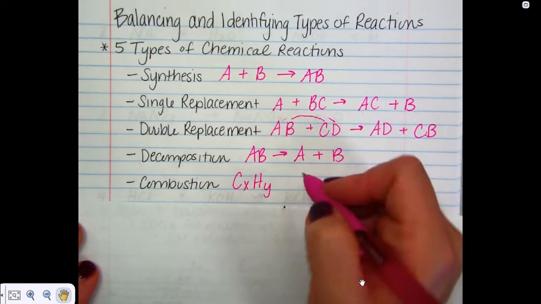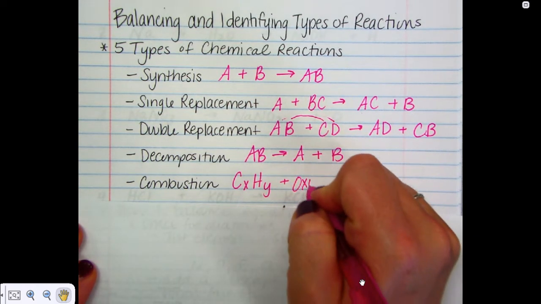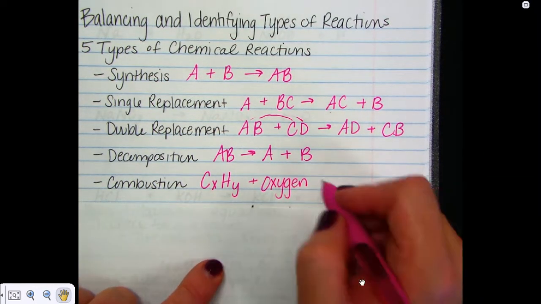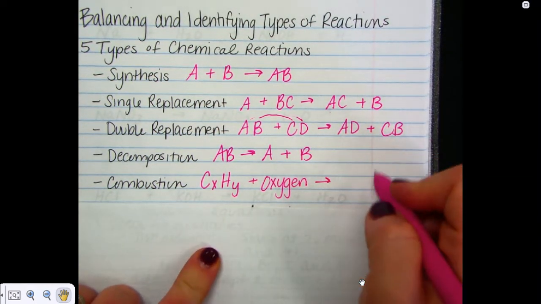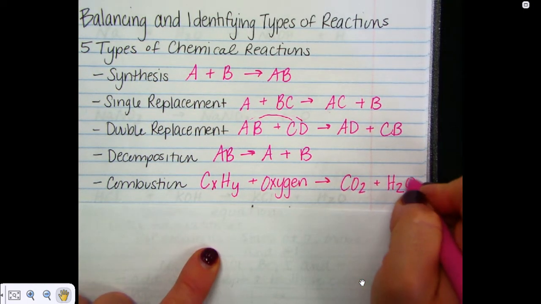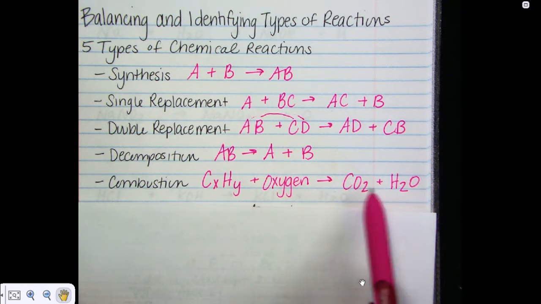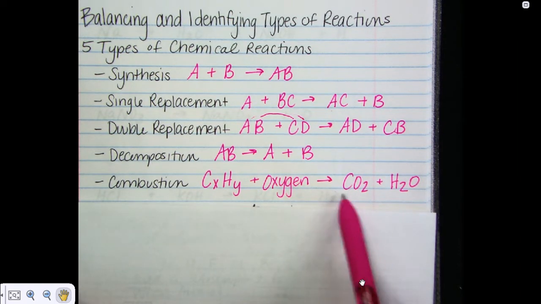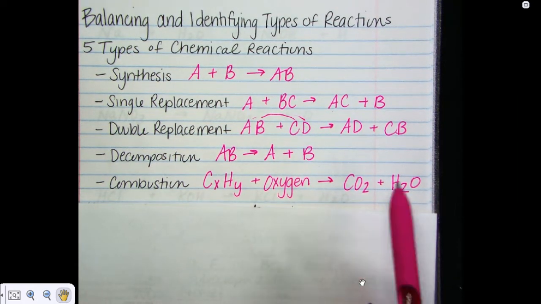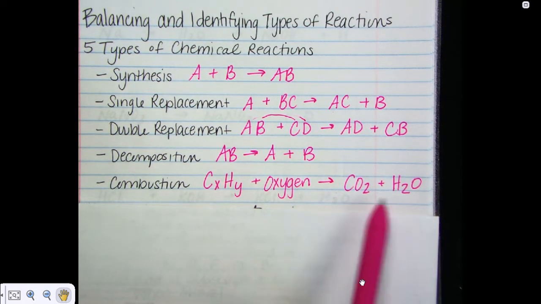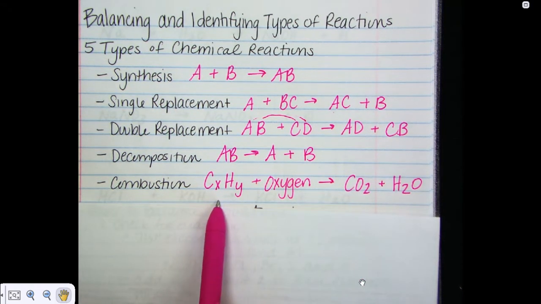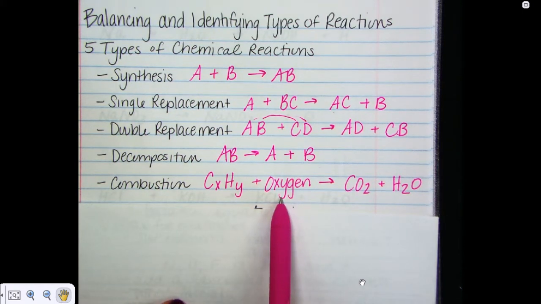We're going to expose that to oxygen, because combustion is fire, and you have to have oxygen for fire. And then that produces some amount of carbon dioxide and some amount of water every time. So you're going to have varying coefficients in front of the carbon dioxide and the water, and those coefficients are going to have to balance with whatever my subscripts were here. But I will always have these parts in a combustion reaction. No matter what, I'm going to start with something with carbon and hydrogen. I have to have oxygen, otherwise the fire will not burn.